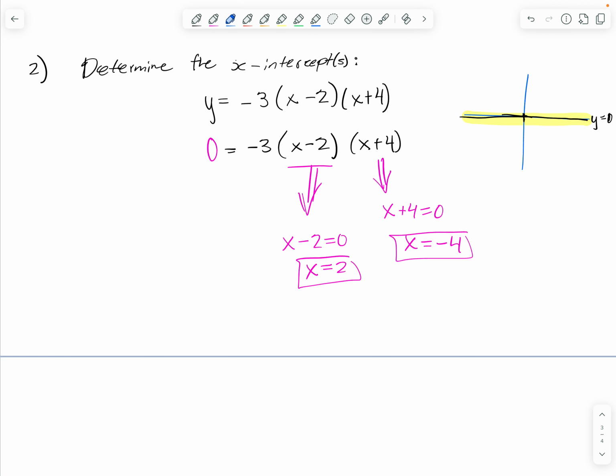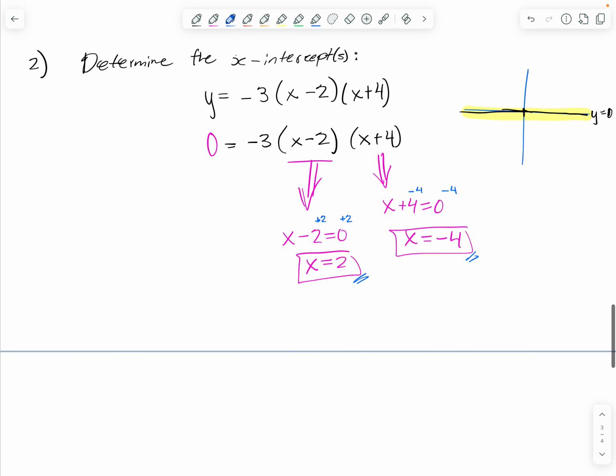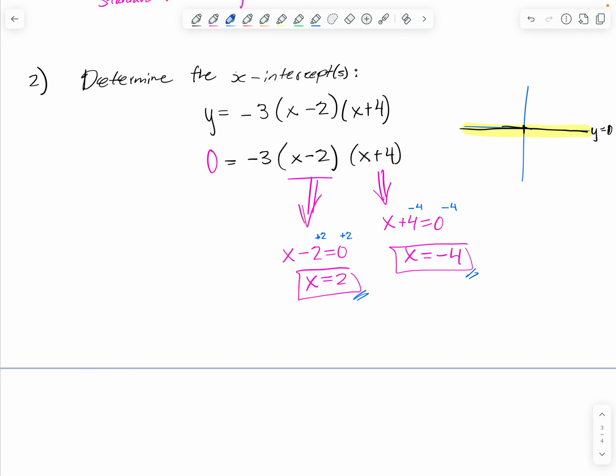In each case, here I added 2 to both sides. Here, I subtracted 4 from both sides, right, to get that. So I have two solutions here. Those are both my x-intercepts for my graph, okay? So that's that.